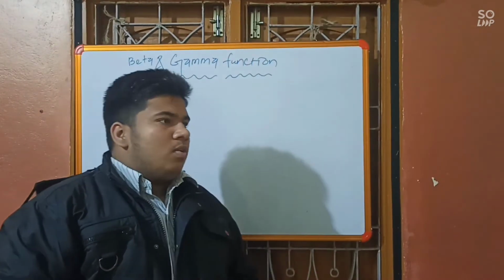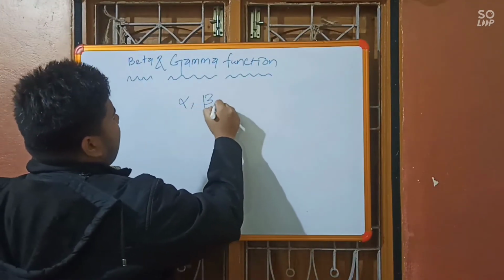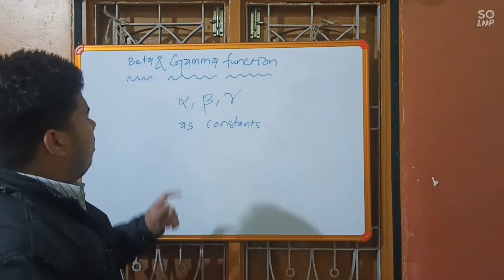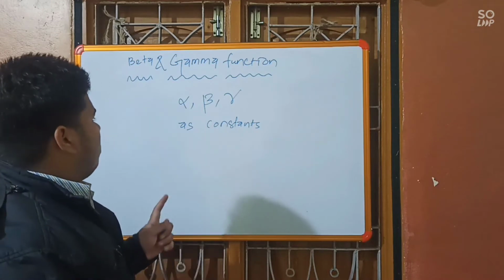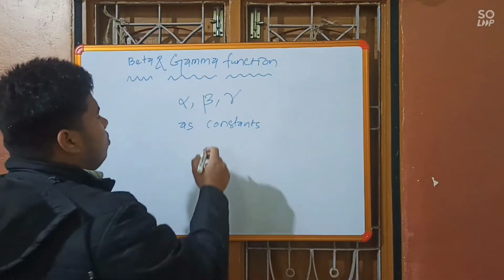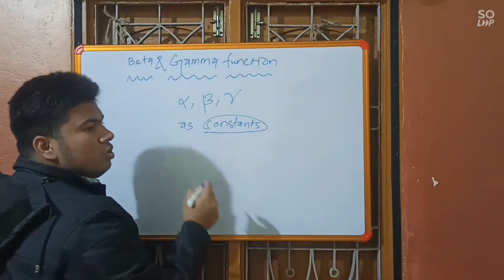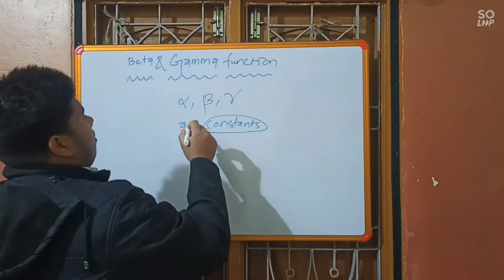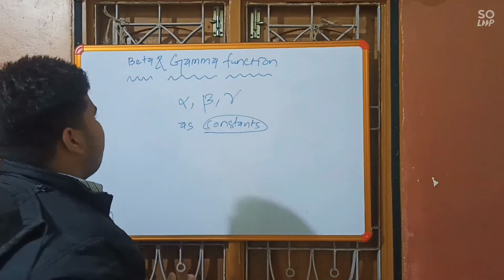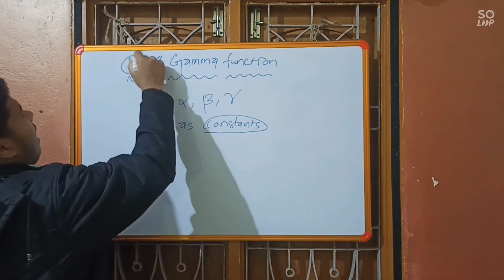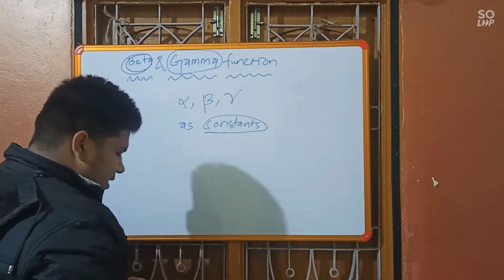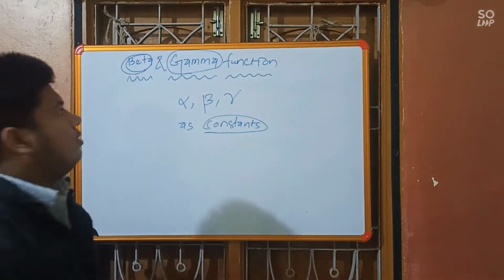Okay, generally we use alpha, beta, gamma as constants. Students, generally alpha, beta, gamma are Greek letters which are used to denote constants in our mathematics, like the roots of a quadratic equation, etc. But here in mathematical physics we use beta and gamma as functions. So first we discuss the beta function, then we will discuss the gamma function. So today in this class, first we will study the beta function.